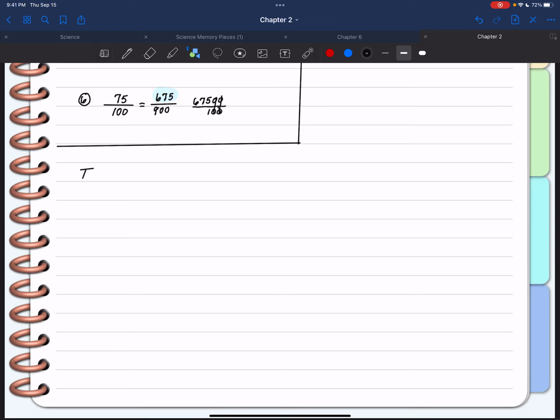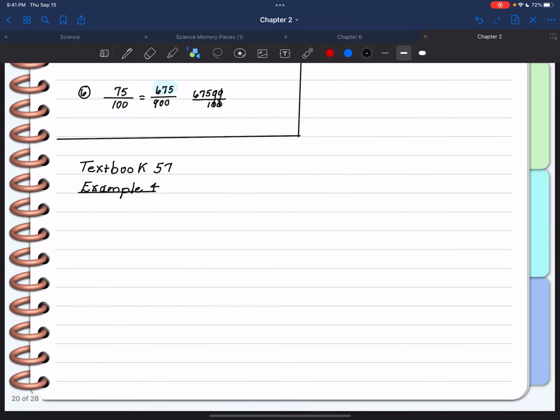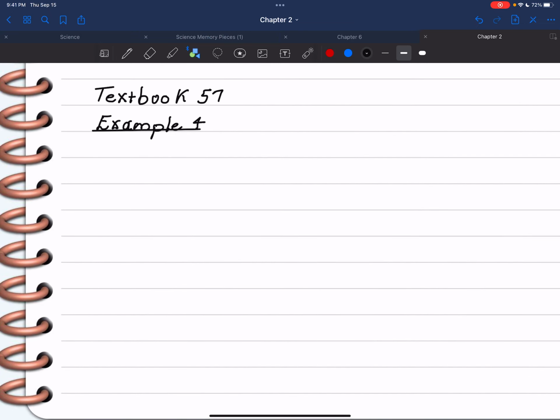We are looking at the textbook, page 57, and we have example 4. This is a percent of increase problem. These are a little tricky, so let's work slowly on this one.